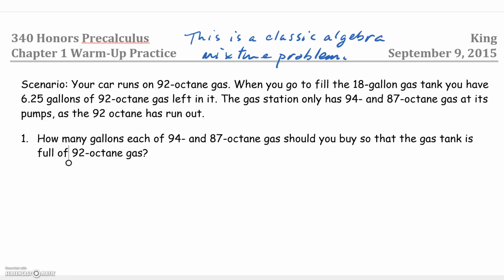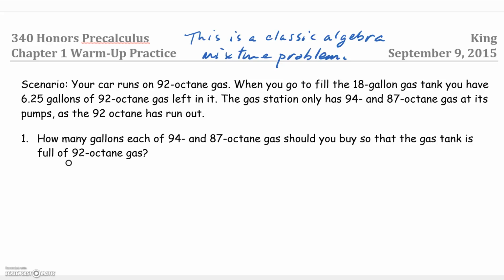We're going to go over a classic algebra mixture problem right now. This particular problem is built in a way that makes it a little bit different from the classic problem where you mix different concentrations of salt water together to create another mixture of salt water that has maybe a slightly different percentage of salt in it.